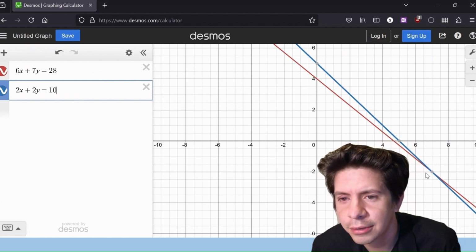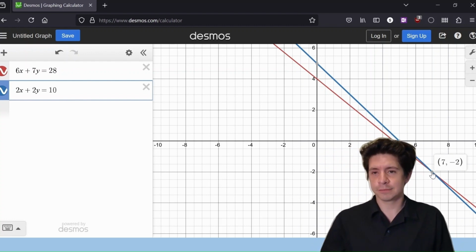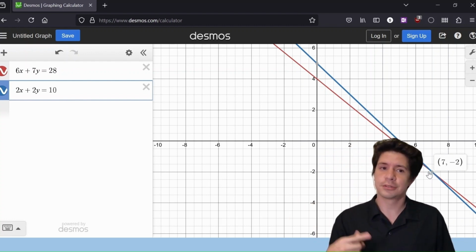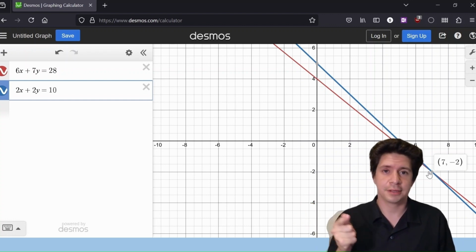So look here where they intersect. The y value is negative 2, x is 7, which is what we got on paper. For a lot of people, this is faster, so if you feel comfortable doing it this way, go for it.